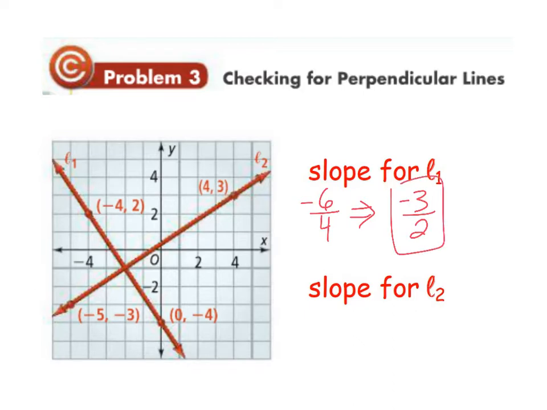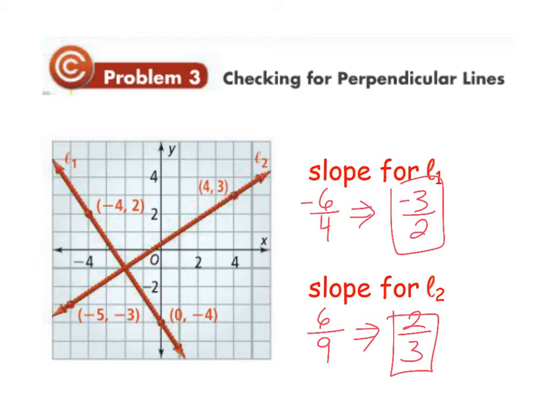Now let's do the same thing for line 2. Line 2 is going to start here and end here. My rise is actually up 1, 2, 3, 4, 5, 6. Up 6. Right 1, 2, 3, 4, 5, 6, 7, 8, 9. So rise 6, run 9. That also reduces to 2/3.